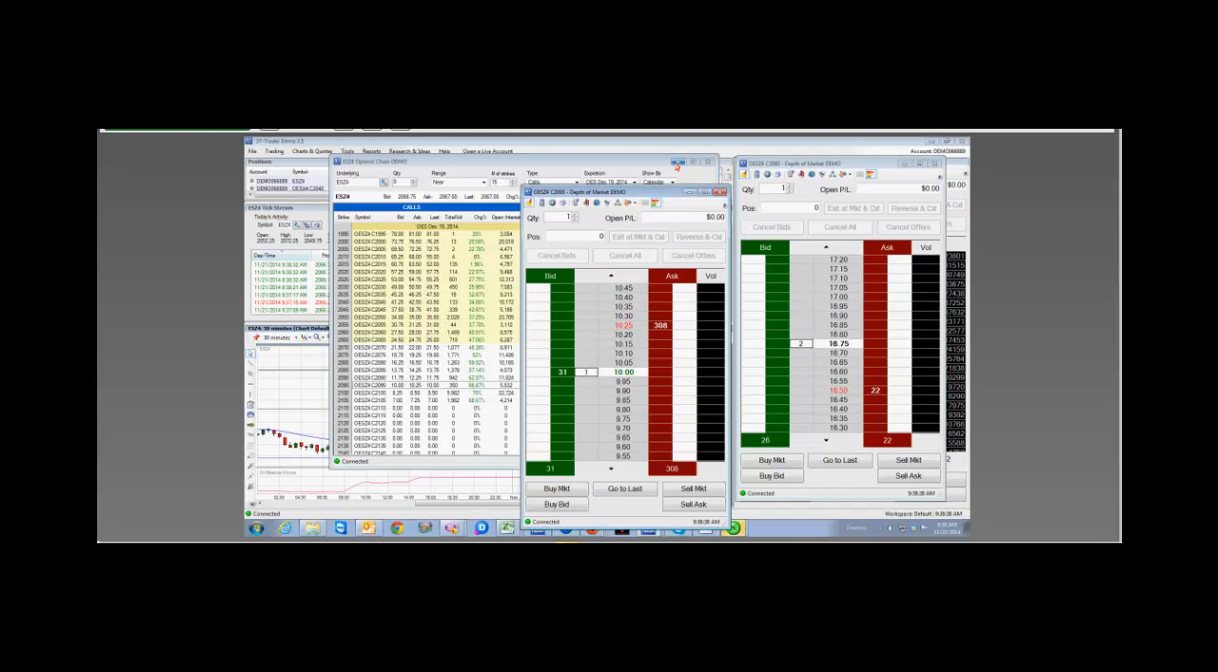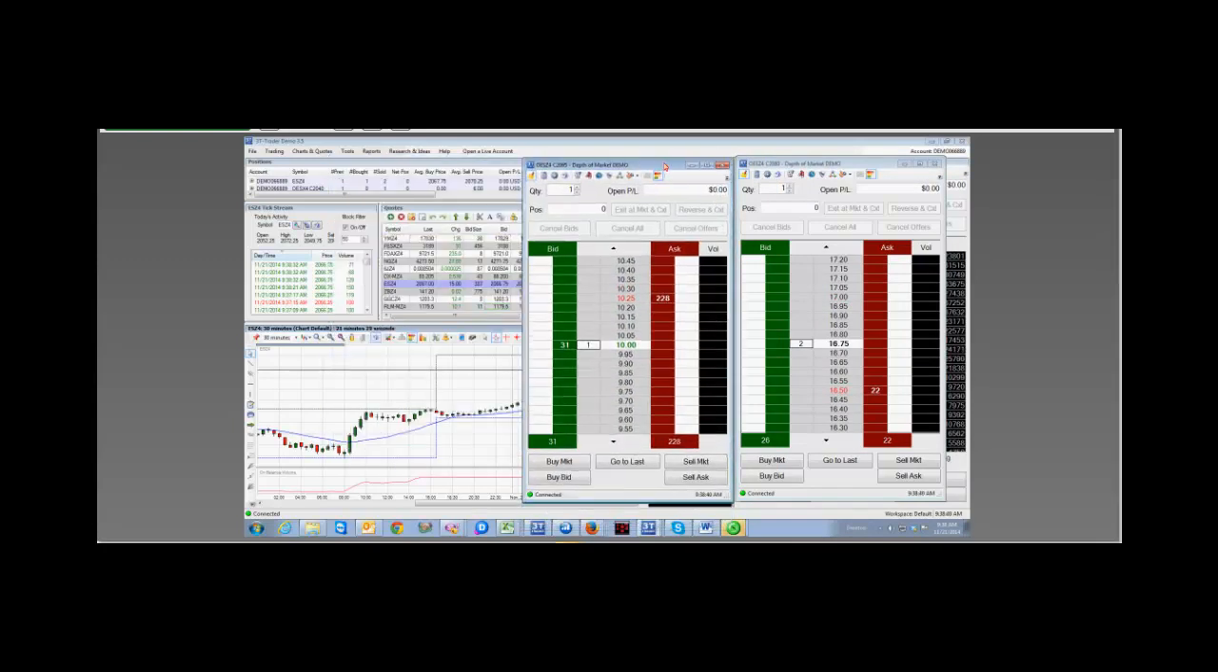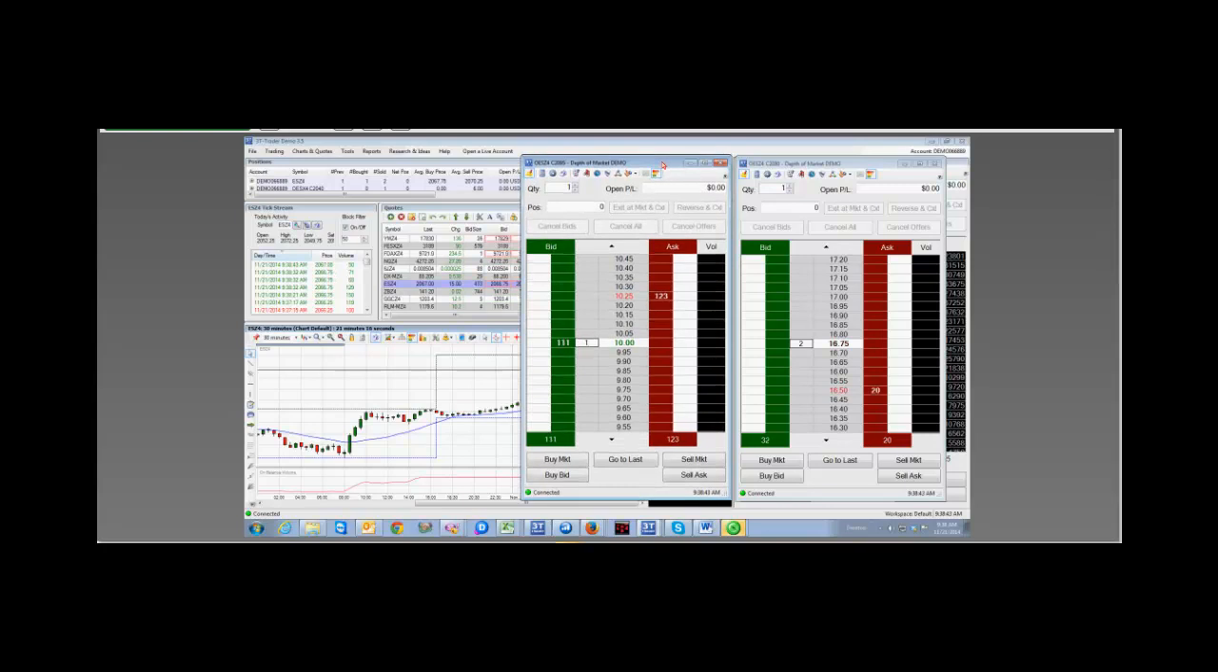Here we have our two legs that we're going to use, the 2080s and the 2095s. Now, this is where we figure out, is this going to be a credit or a debit? Determining that all hinges on what you do with the more expensive leg. The 2080s, since it's closer to the actual market, is going to be more expensive.